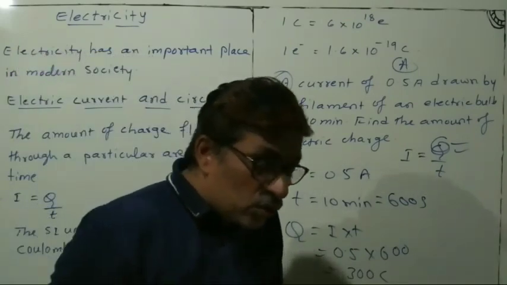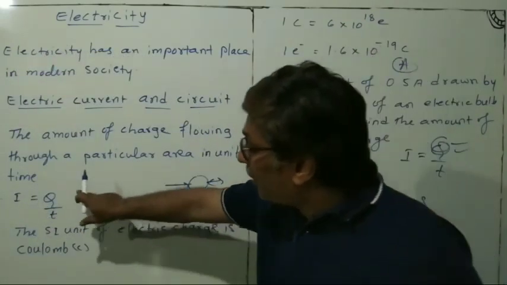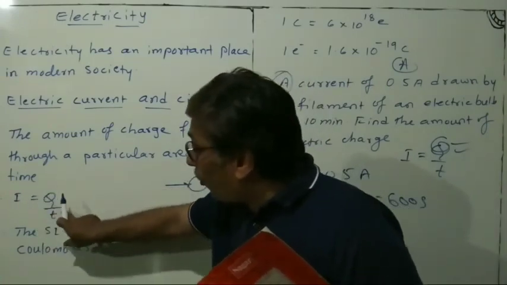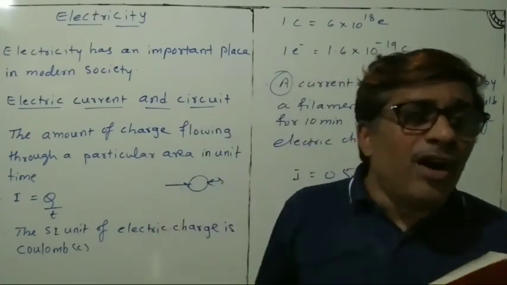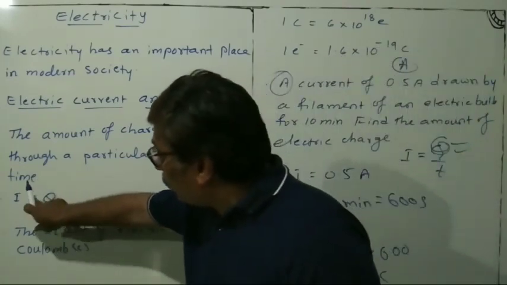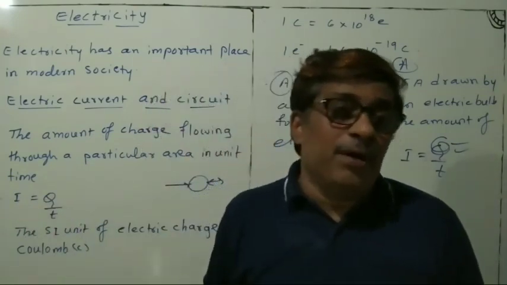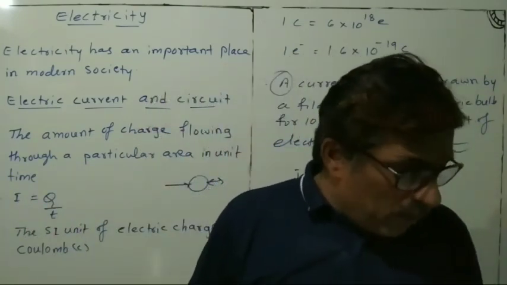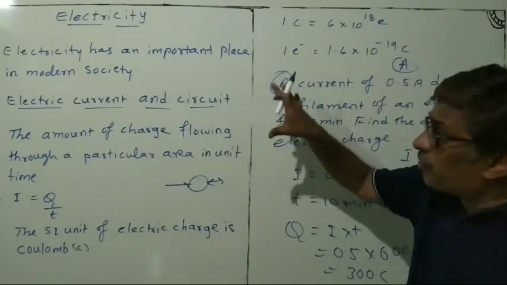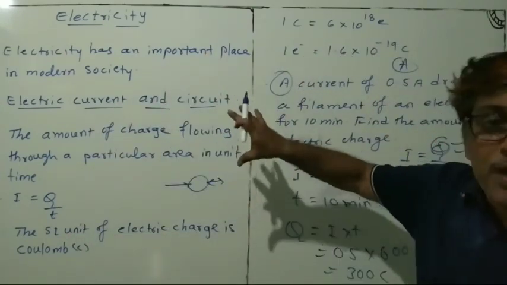Dear students, you should know this important formula: electric current I is equal to Q upon T. Or if you want to find the charge, then Q is equal to I multiplied by T. These are the important points in this topic.